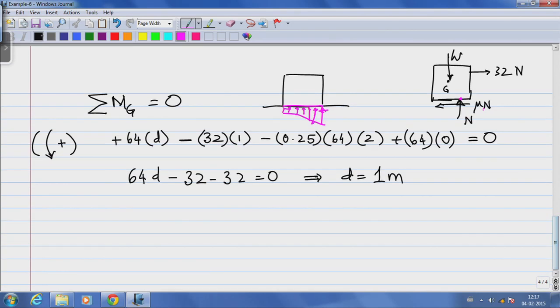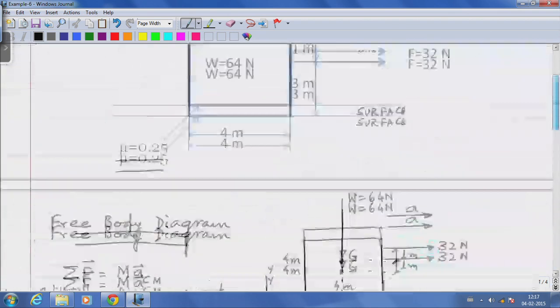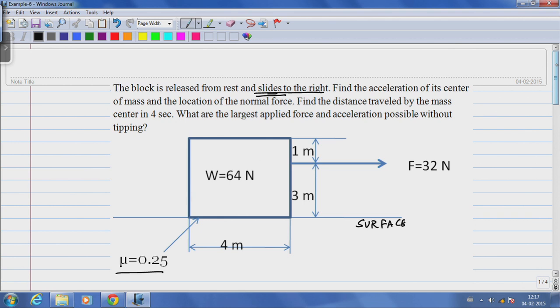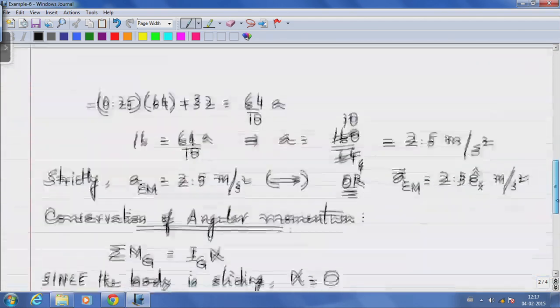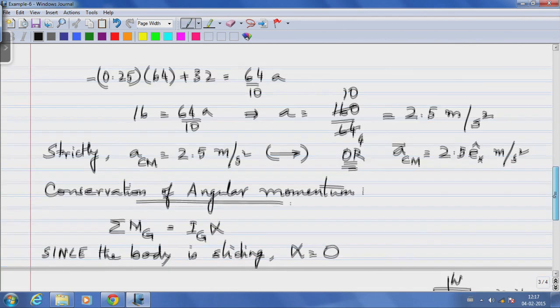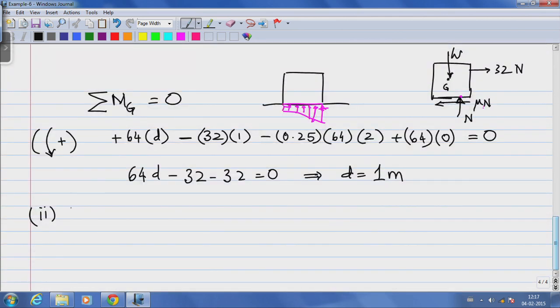Okay, so now let us come to the second part of the question. Let us go back to the top and read the problem statement. We are asked to find the distance travelled by the mass center in 4 seconds if it is released from rest. So, we know the linear acceleration of this block, that is 2.5. How far has it moved in 4 seconds?